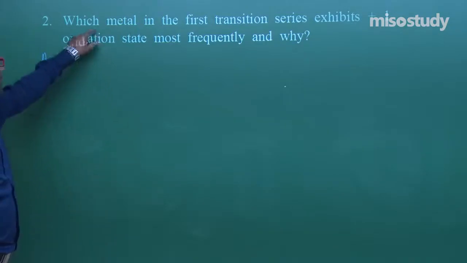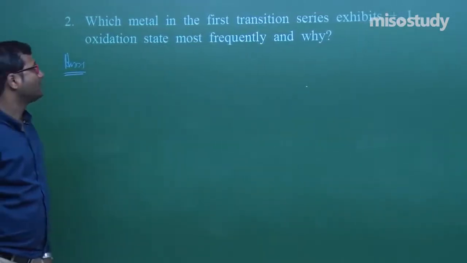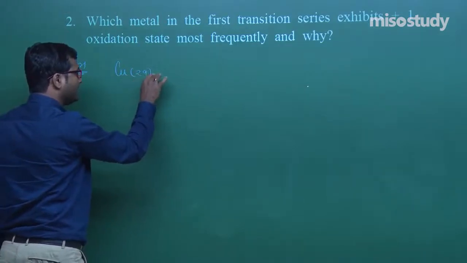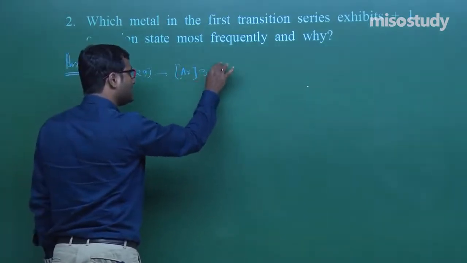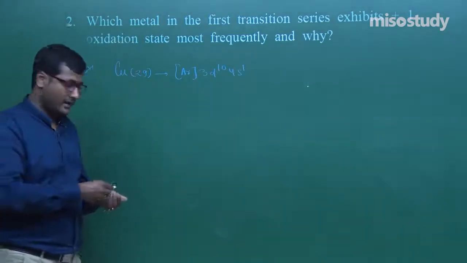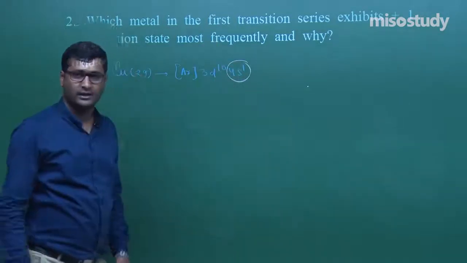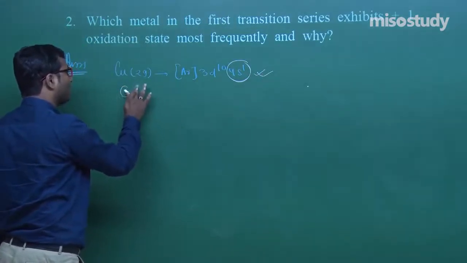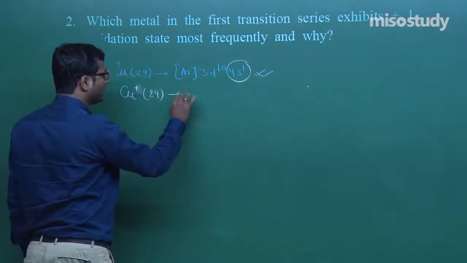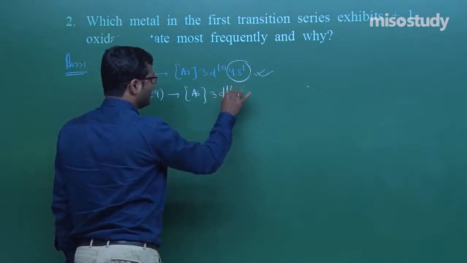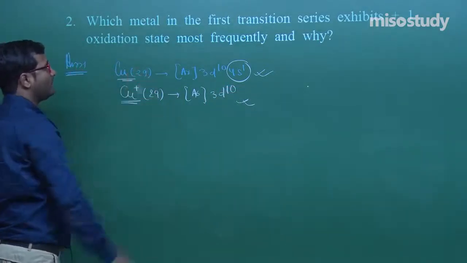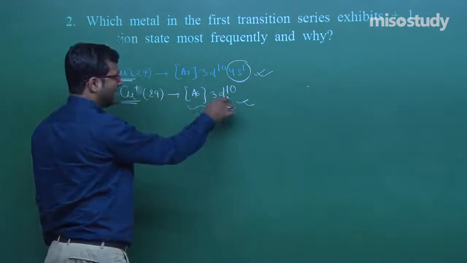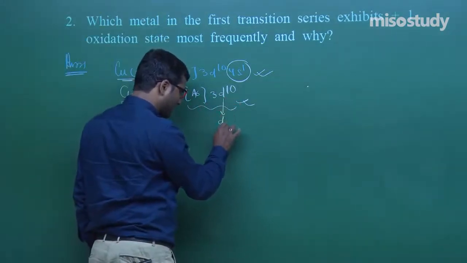Listen. Which metal in the first transition series shows the +1 oxidation state most frequently? As we know, copper, atomic number 29, has electronic configuration argon 3d10 4s1. Now it has only 4s1, so it can easily lose this 4s electron and convert to Cu+. The electronic configuration here is argon 3d10. So copper is the answer, which easily shows the +1 oxidation state, and after losing the 4s electron, the configuration becomes Ar 3d10, and d10 here is a completely filled d subshell.